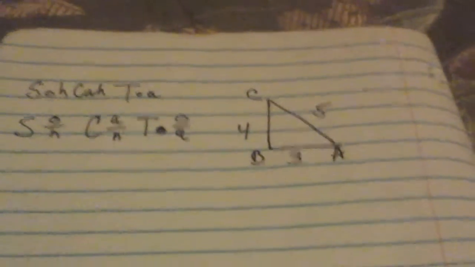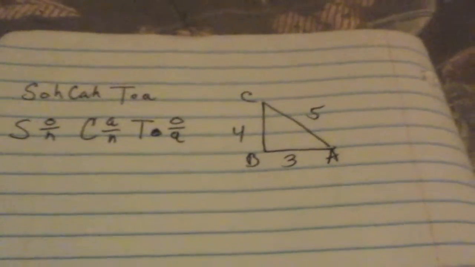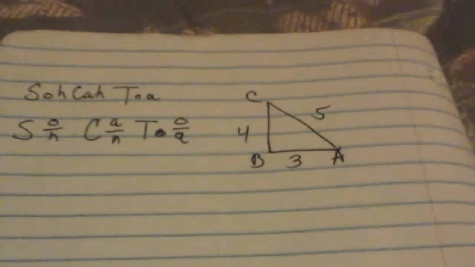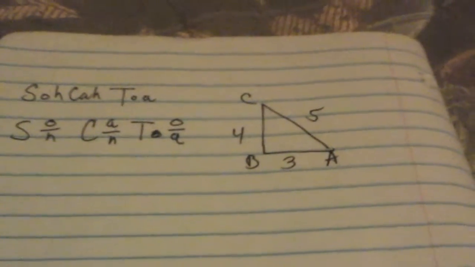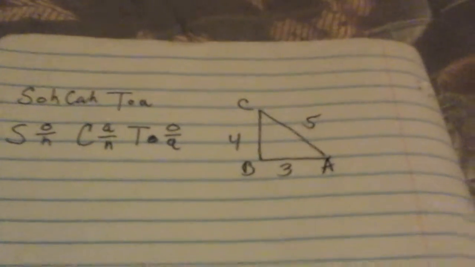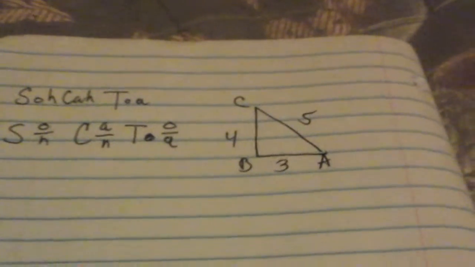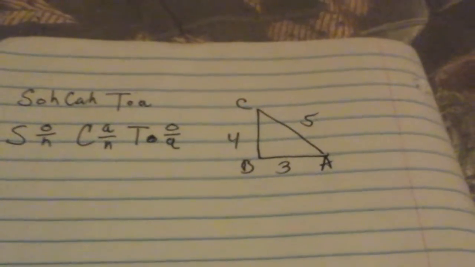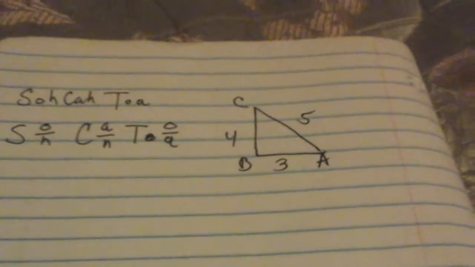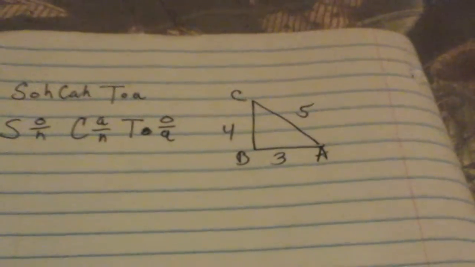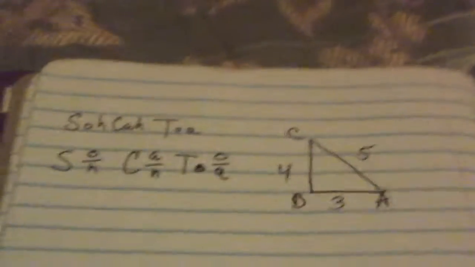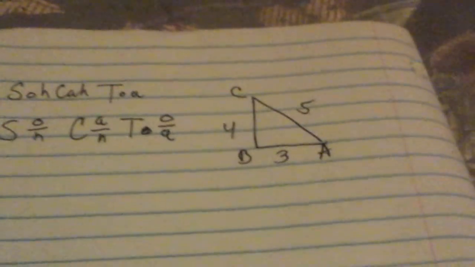Hey class, it's Mr. Tobel, and I want to go over how we find a missing angle when we have the sides. Now, on the worksheets, they usually tell you specifically to use sine, cosine, or tangent. But sometimes you're going to have your choice, and maybe that's a little harder than just being told what you need to do.